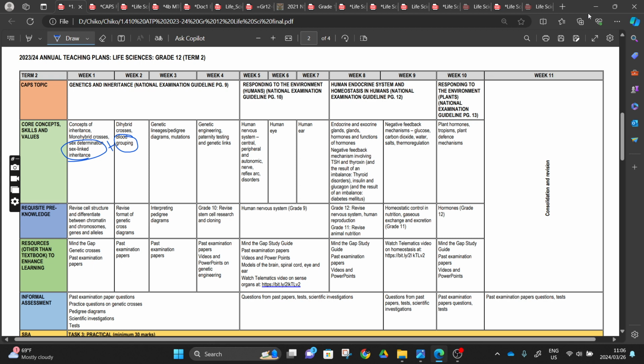You will agree with me that yesterday I did a revision of the format of a genetic cross and diagrams. I did all this in the previous revision. So if you missed that, guys, go back and watch it.